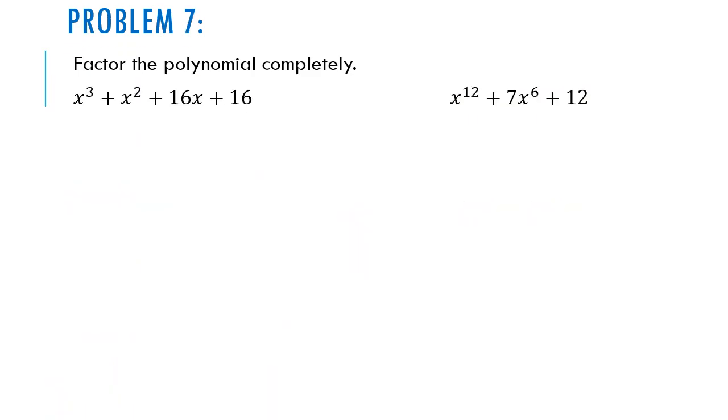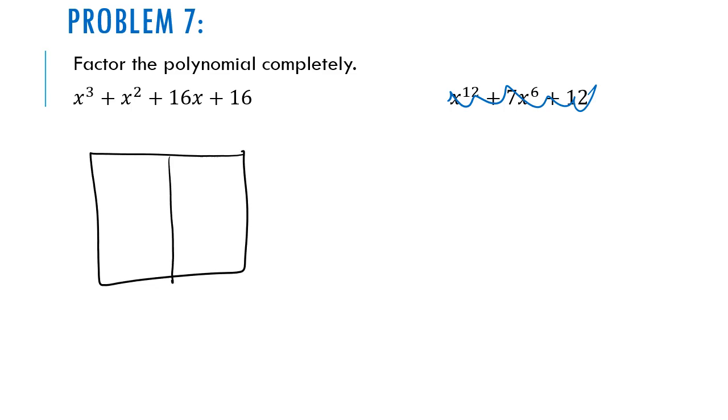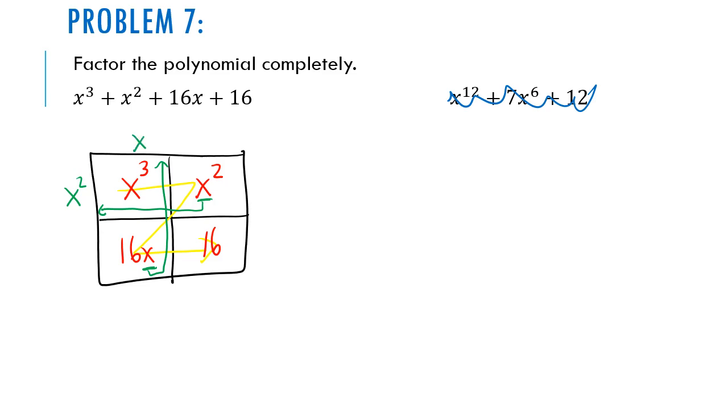All right, this is going to be our last problem. We have a 4-term polynomial, so I'm going to make my box. And the nice thing about 4-term polynomials is you just put them all into the box in the order of a z. So here we're going to have x to the 3rd, x squared, 16x, 16. Once again, whatever variable is here is the one that shows up over there. Whatever variable is here is the one that ends up top. So x squared times x makes x to the 3rd. That's looking good.